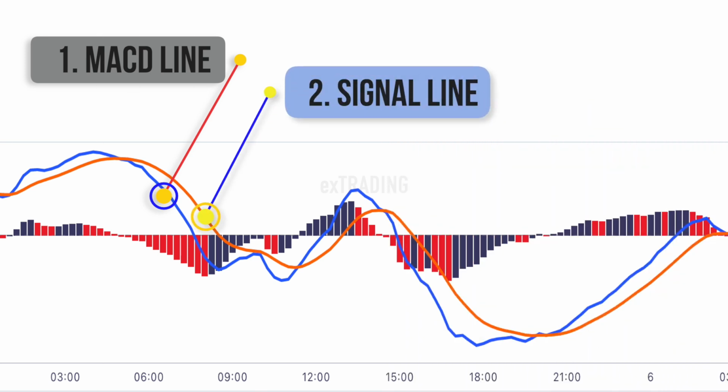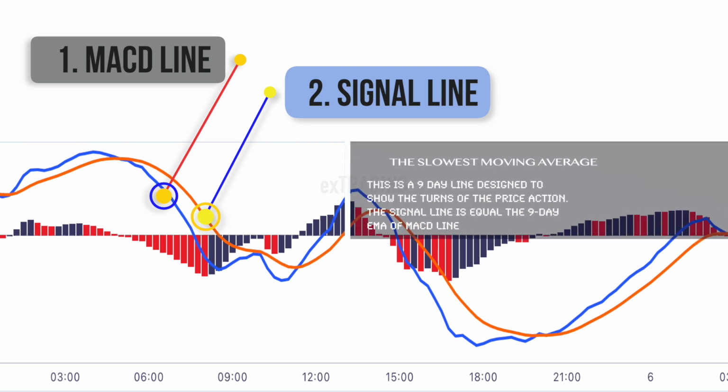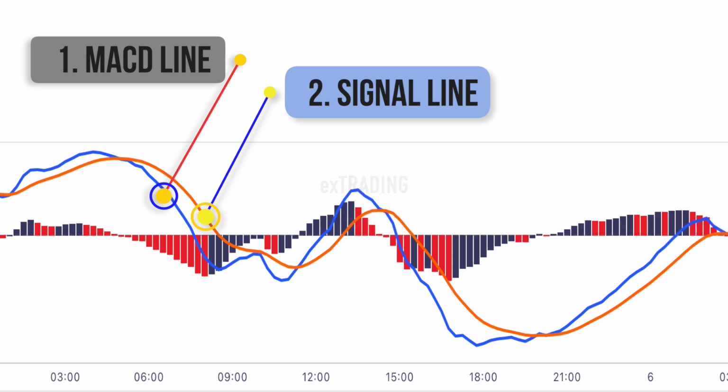2. The signal line. The slowest moving average, it is the long-term exponential moving average. This is a 9-day line designed to show the turns of the price action. Signal line is equal to the 9-day exponential moving average of the MACD line.